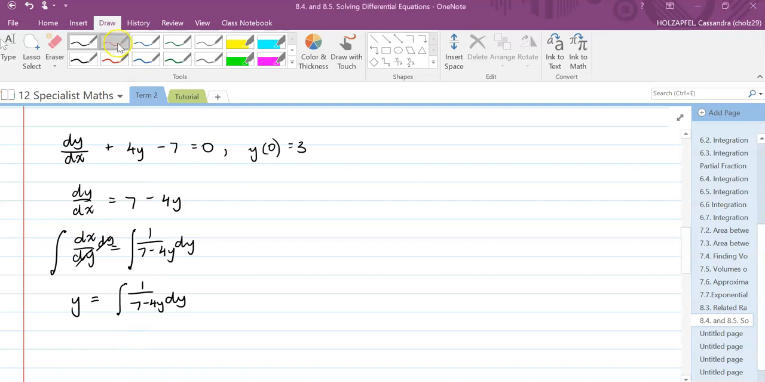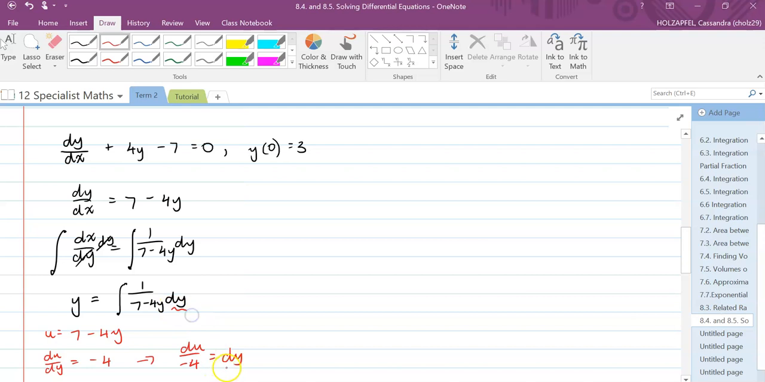So again, with this particular integral, I'm going to let this bottom function equal u. So u is going to be equal to 7 minus 4y. The derivative of u this time with respect to y is going to be negative 4. And when I rearrange this equation, I'm going to get du over negative 4 is equal to dy.